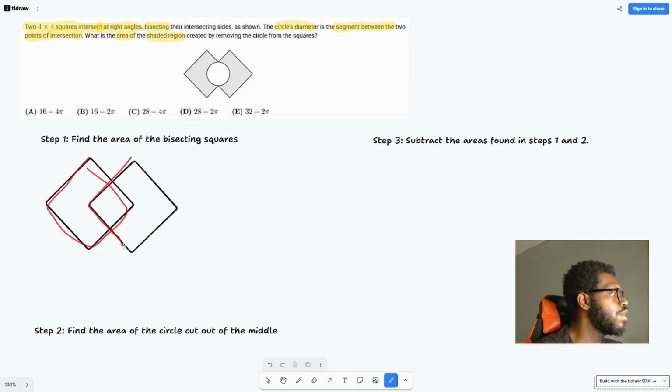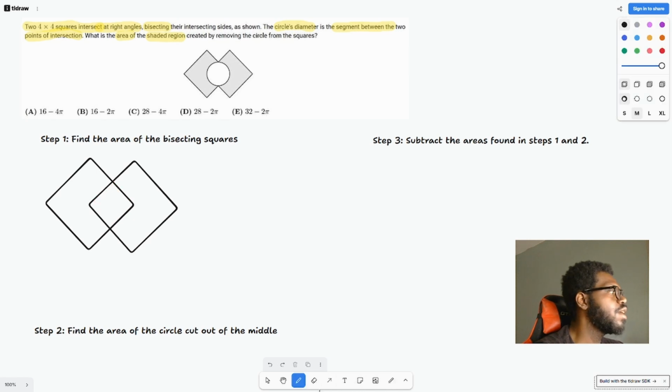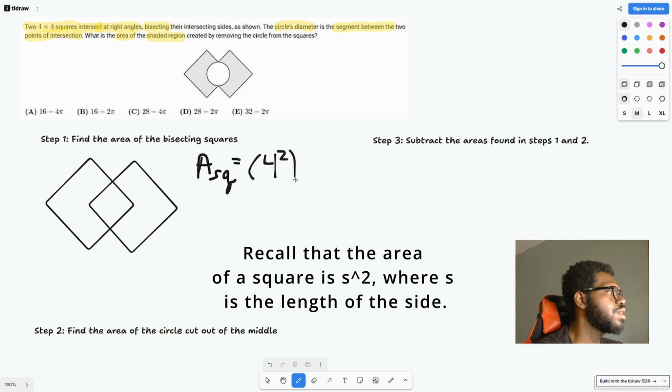And then once we find the area of these two big squares, we just have to subtract from that the area of this small square. That means we're going to start by finding the area of the two big squares. Now these are two 4x4 squares. So these squares have a side length of 4, which means that the area of one of the squares is going to be, and I'm using SQ here, which represents square, 16. Area is going to be 16 because this is the same as 4 squared. I'll just write this out for clarity.